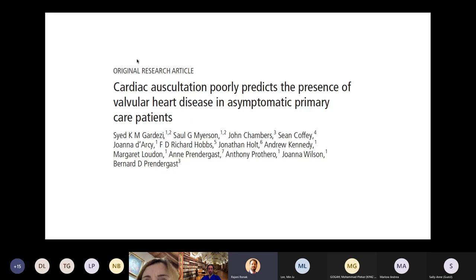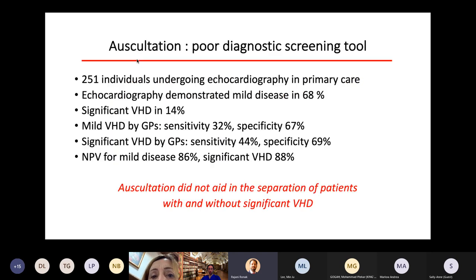Now, this is somewhat depressing, so I've spoken a lot, and as has Alexandros, about the utility of cardiac auscultation. Now, a recent paper, which was published in Heart, looked at cardiac auscultation and its predictive power for detecting significant heart valve disease in asymptomatic primary care patients.